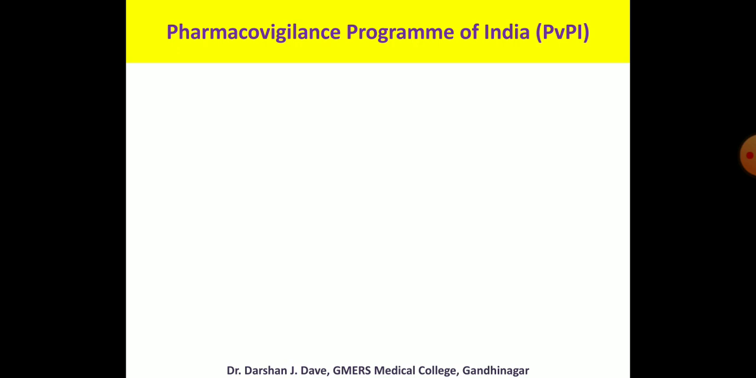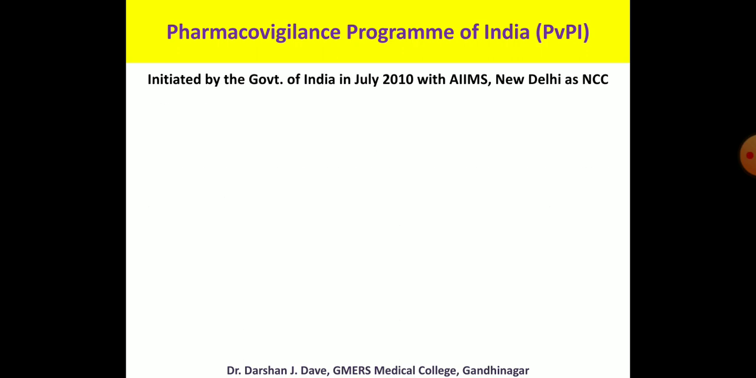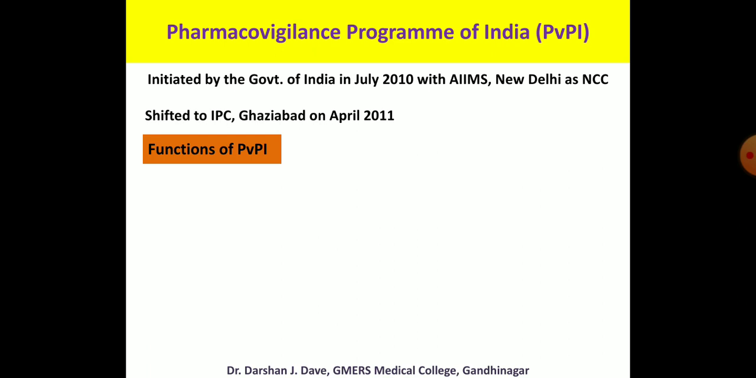Now we discuss the pharmacovigilance activities in India, which run under the Pharmacovigilance Programme of India, that is PvPI. It was initiated by the Government of India in 2010 with AIIMS New Delhi as the NCC, National Coordinating Center, but later on it was shifted to the IPC, Indian Pharmacopoeia Commission, Ghaziabad, in 2011.